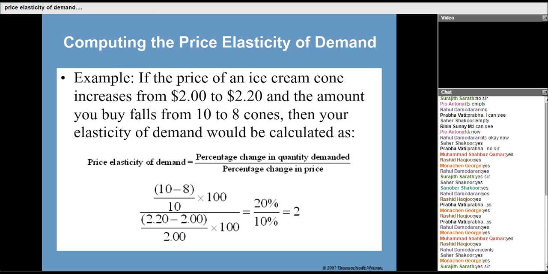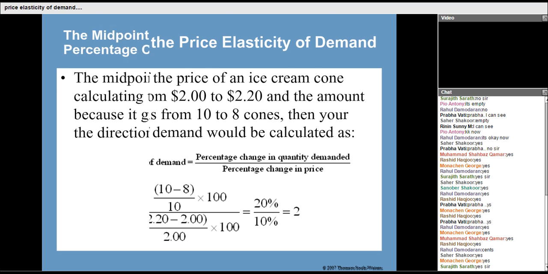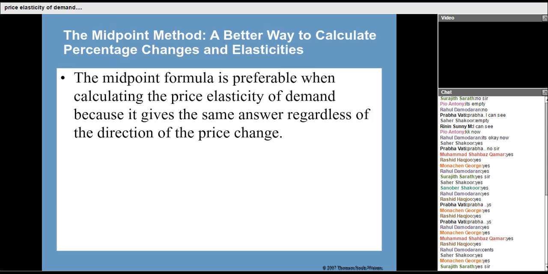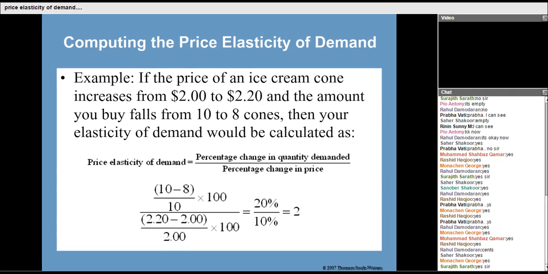Okay, now see what happened. 20% divided by 10% is simple. So your price elasticity of demand is 2. We'll discuss why it is 2, what happens if it is negative, if it is more than 1, or if it is less than 1. We'll have a look.